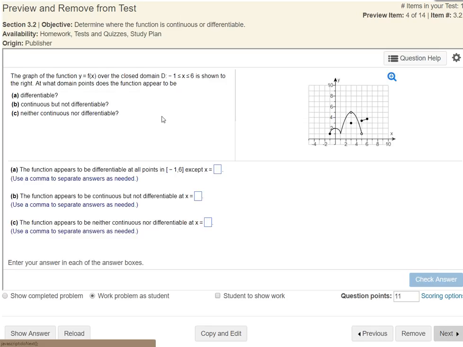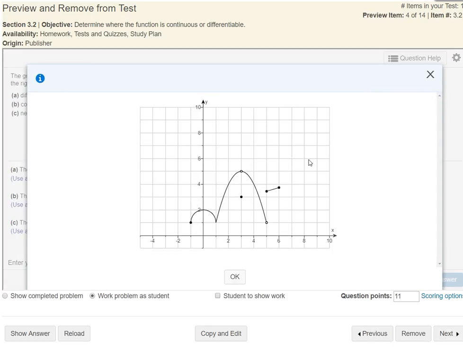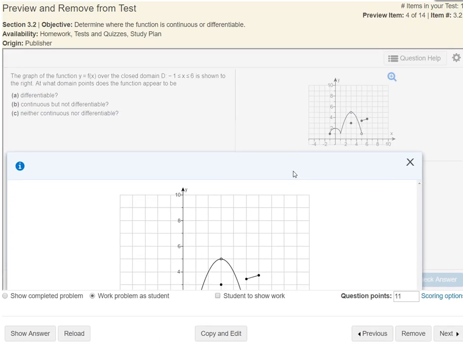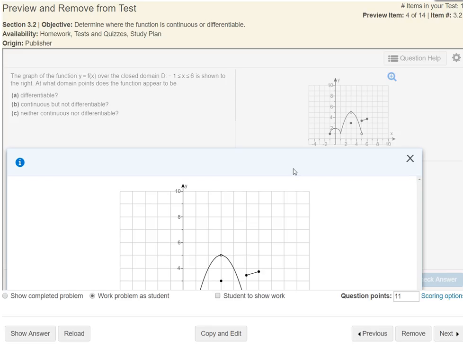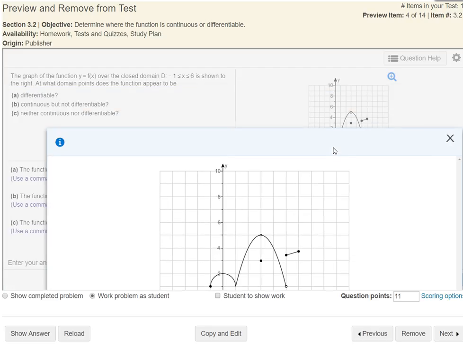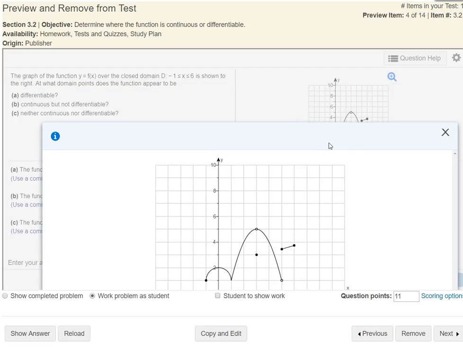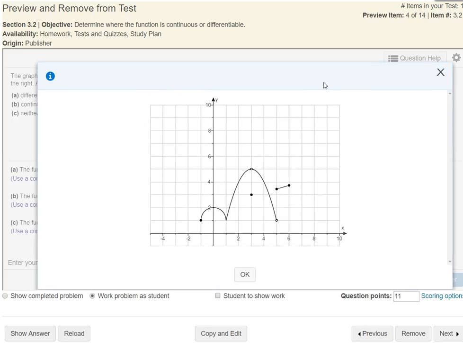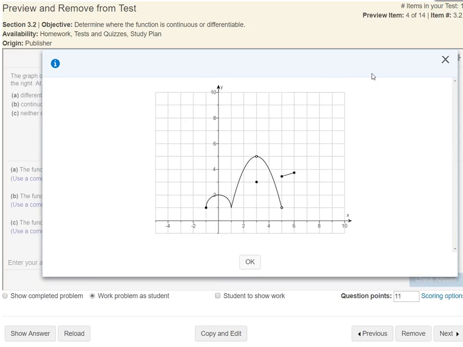Okay, how about something like that? We're trying to figure out at what points does the function appear to be differentiable? So every place except, where is it not differentiable? At 1, at 3, and at 5. Agreed? Okay.